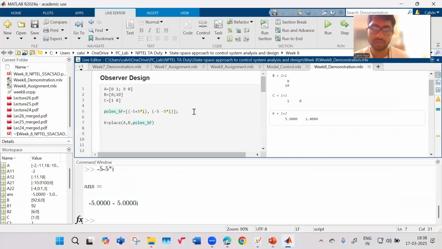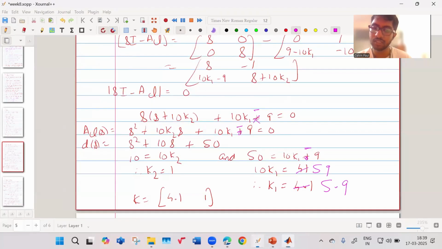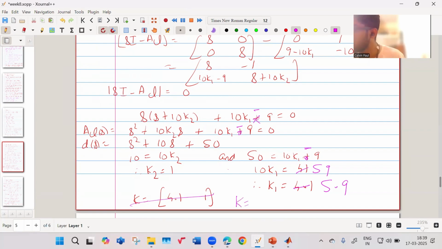So this is how I'm using MATLAB to verify my calculations, and I found my calculation is wrong. I went back and I could find the issue was I misplaced a negative sign. So now this k which I'm getting is matching with the k which I have derived. So my k will actually be 5.9 and 1. This is the gain k which we got.